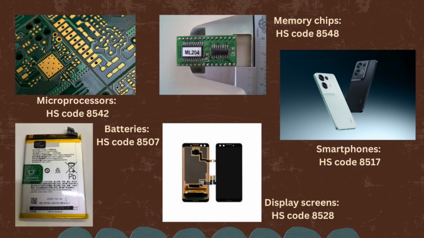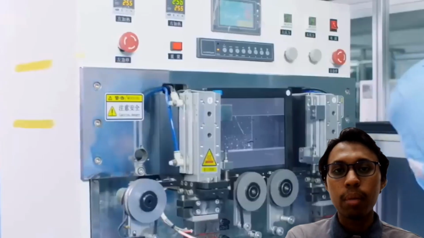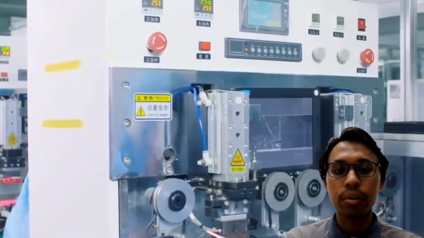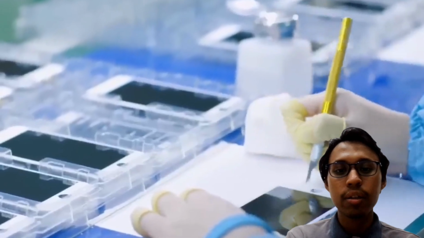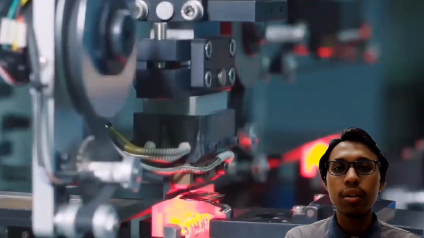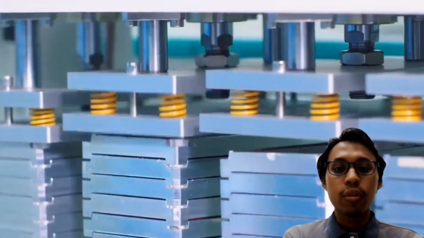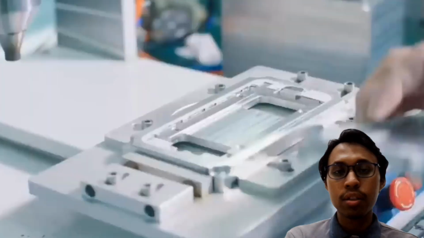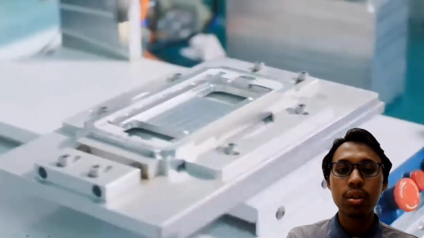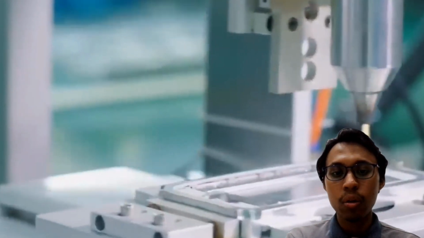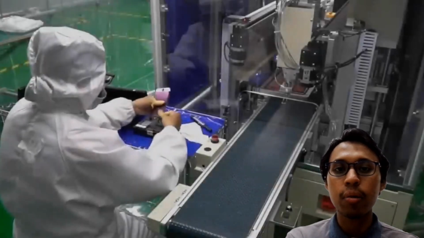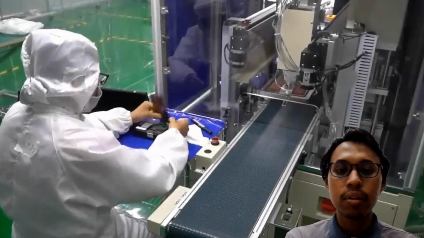The example HS code for components like a memory chip is HS code 8548, and for the final product, the smartphone, is 8517. Number three is the value added criterion. It requires a percentage of the product value to be added in the originating country. For smartphones, the company must ensure that a significant portion of the manufacturing cost is attributed to the process carried out in China or Malaysia.